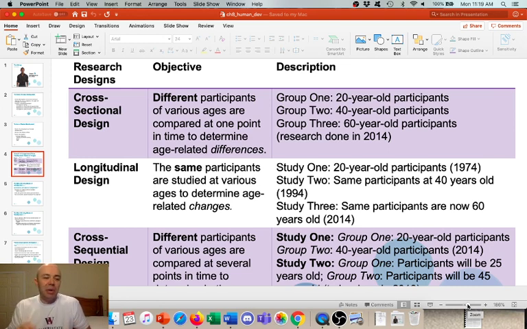How many friends do you have? How often do you post? What do you tend to post? Do you think I would see differences between 20, 40, and 60-year-olds in that? What do you guys think?